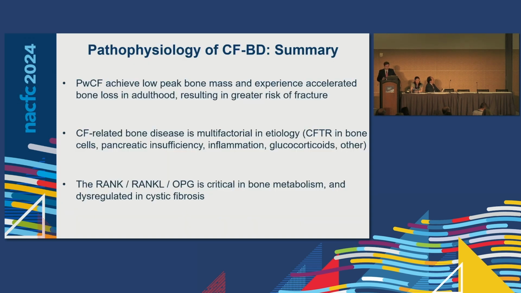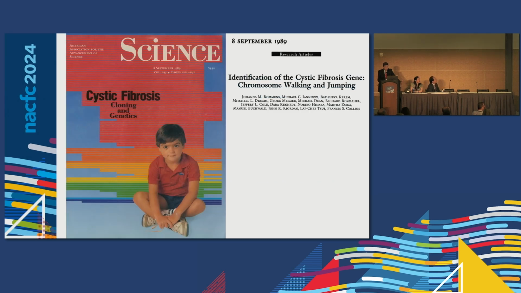But I'm going to end with a summary here, saying that people with CF achieve low peak bone mass and experience accelerated bone loss in adulthood, resulting in greater risk of fracture. CF-related bone disease is multifactorial in etiology, starting with the fact that CFTR is expressed in bone cells, to pancreatic insufficiency, inflammation, glucocorticoid use, and others, and that the RANK ligand/OPG axis is critical in bone metabolism and dysregulated in the CF population.